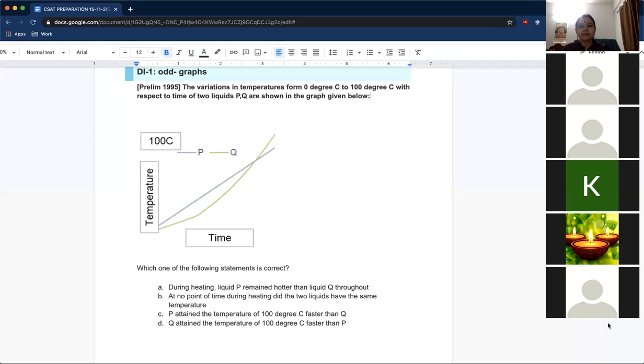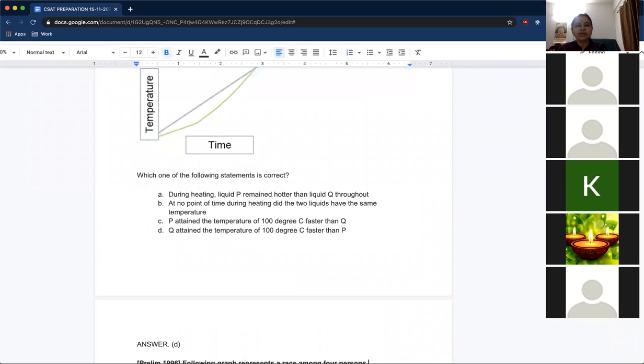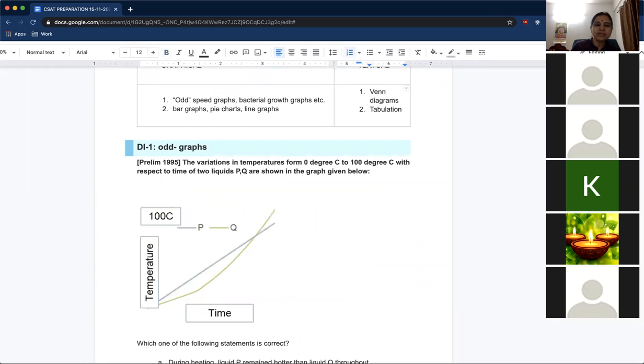Very good. Anybody who can give the answer? D, ma'am. Answer D, Q attained the temperature of 100 degrees faster than P. Correct. Why? Because when you see here, this yellowish line is reaching 100. If this is the line you are checking, I should use a straight line.